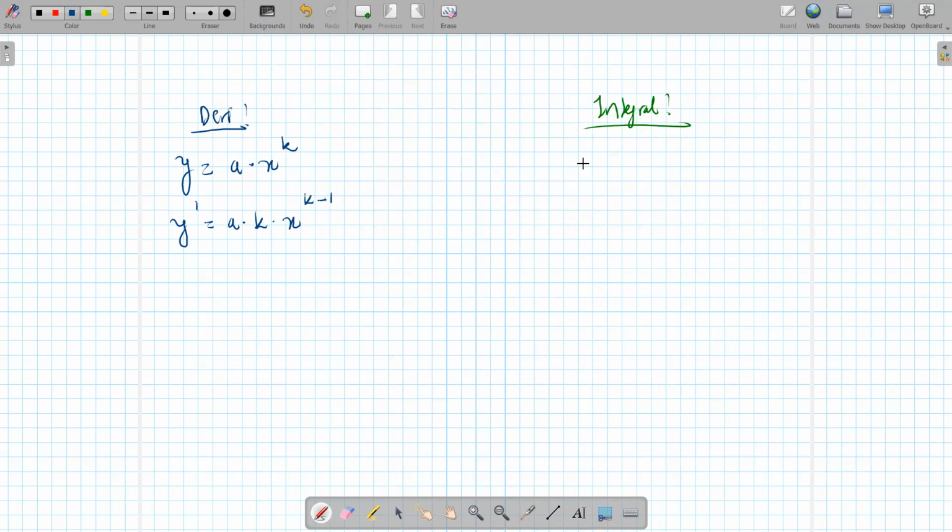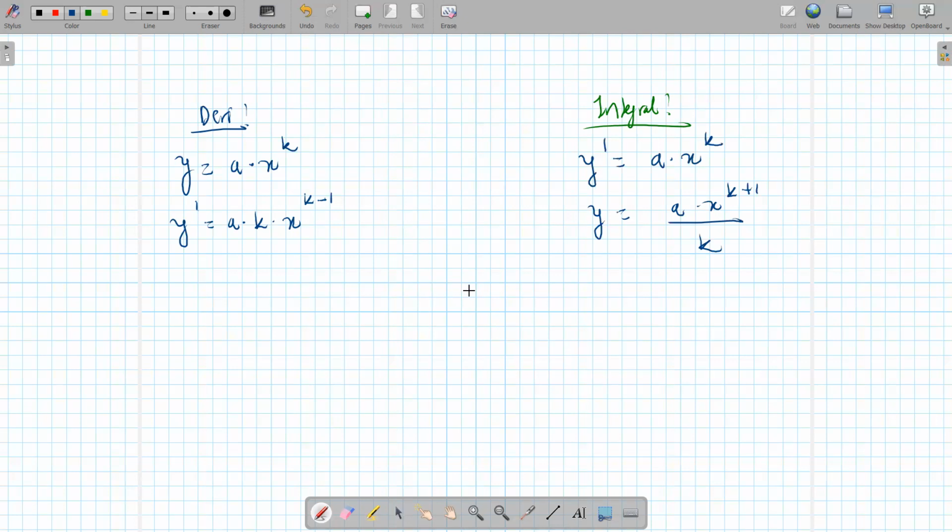So when you're doing an integral, let's say you have y prime is now some number a times x to the power of k, yeah? This is our integral. So what is going to be our original function? What you do is you're going to add 1 to the exponent. Instead of subtracting 1, you add 1. And instead of multiplying by k, you would divide by k. There you go. That's the difference.